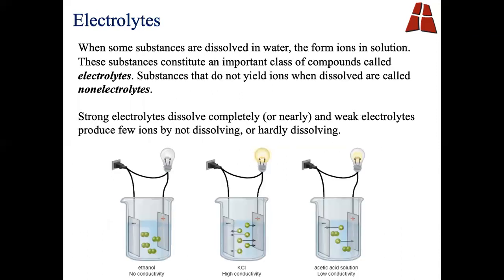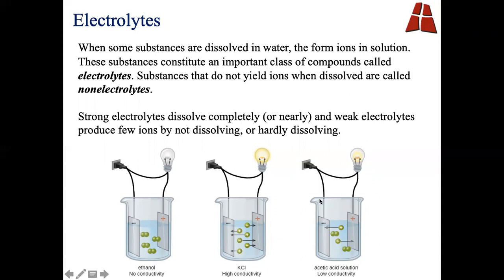Right, we also have things called electrolytes. And so substances that dissolve in water and form ions are called electrolytes. And substances that, when they dissolve in water, do not form ions are called non-electrolytes. And so we can break them up into different categories too, where we have strong electrolytes or weak electrolytes. That is just dependent on how much they ionize when they're dissolved.